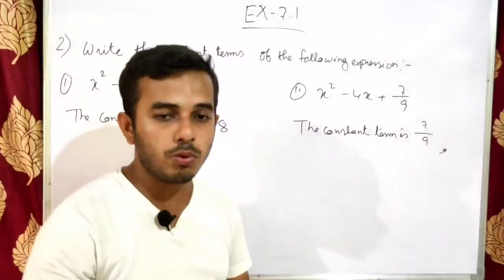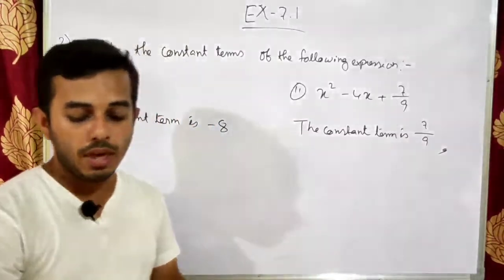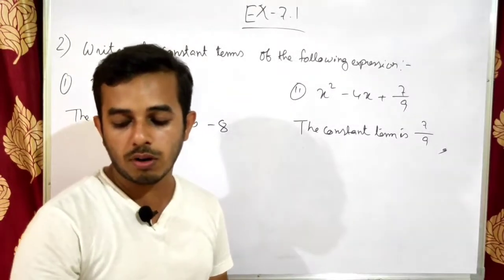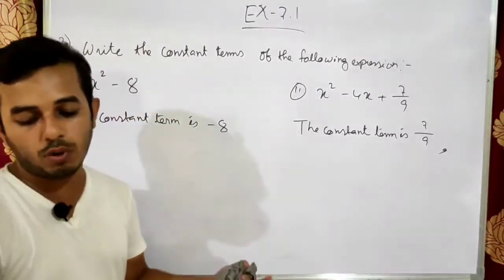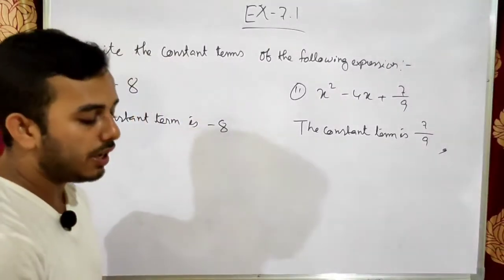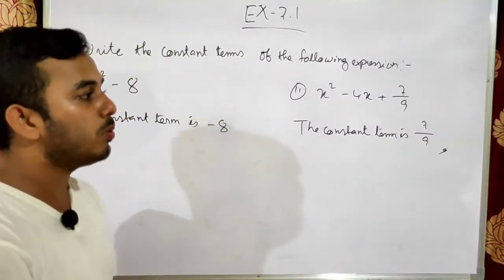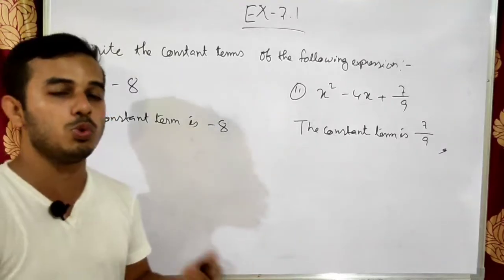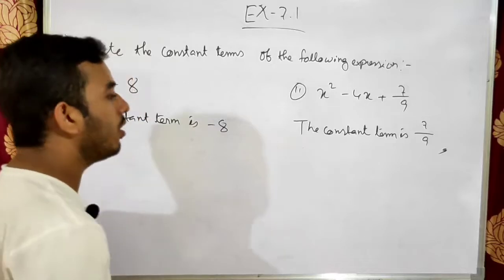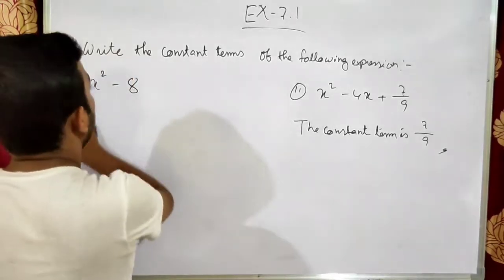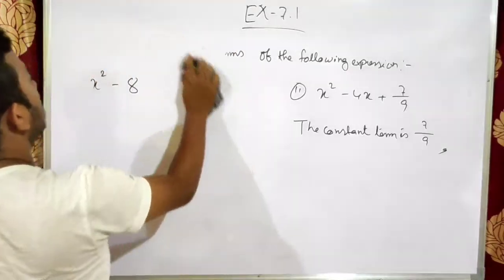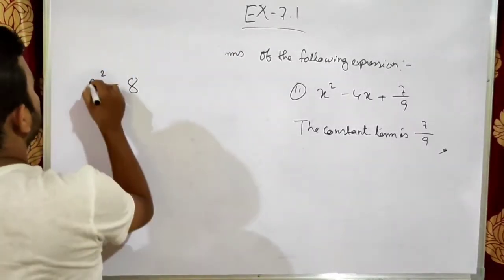Okay, so now let's move to our next question, that is question number 3. Question 3 is, identify the monomial, binomial, trinomial, and quadrinomial from the following expressions. So there are, I think, 10 expressions. From these we have to identify which one is monomial, which one is binomial, which one is trinomial, and which one is quadrinomial. Okay, let us discuss with this expression also.